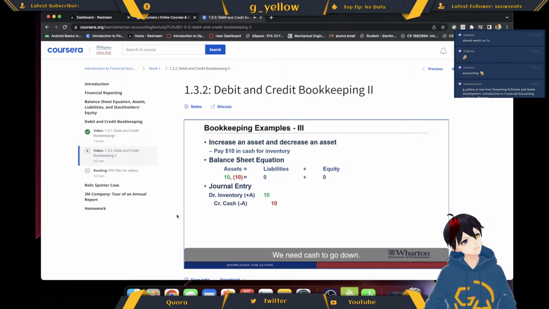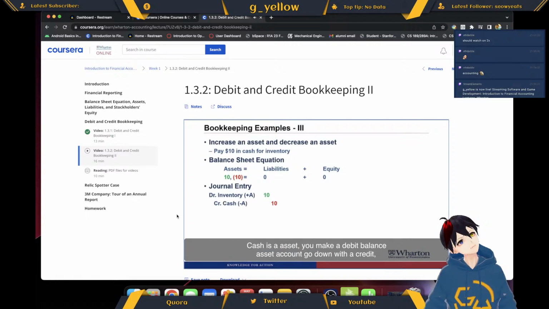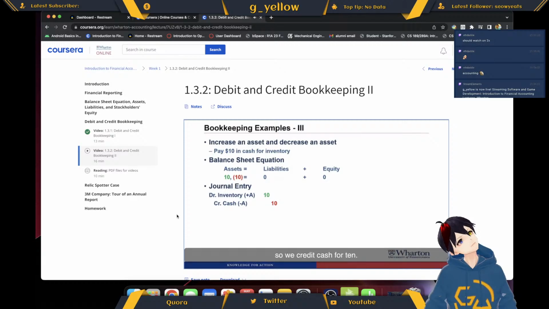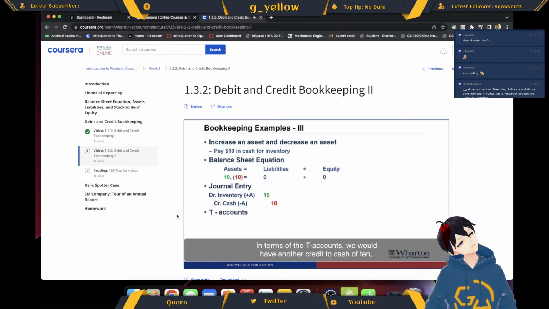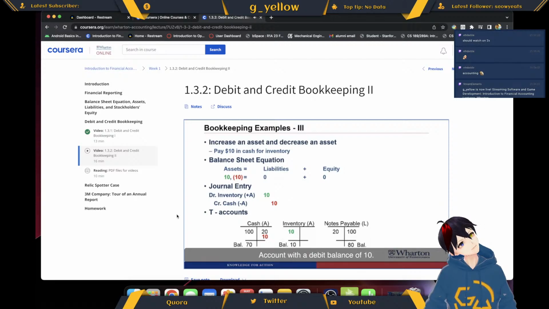We need cash to go down. Cash is an asset. You make a debit balance asset account go down with a credit, so we credit cash for 10. In terms of the T accounts, we would have another credit to cash of 10, and we would put an inventory T account with a debit balance of 10.